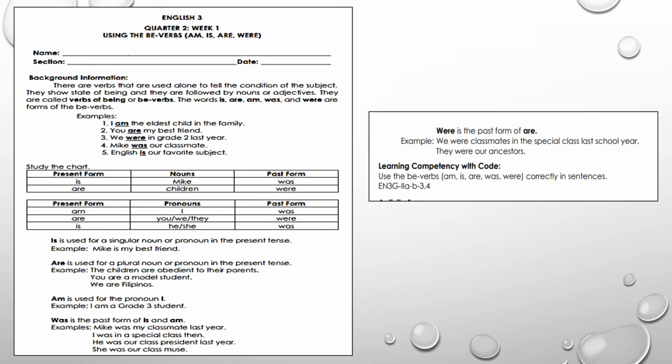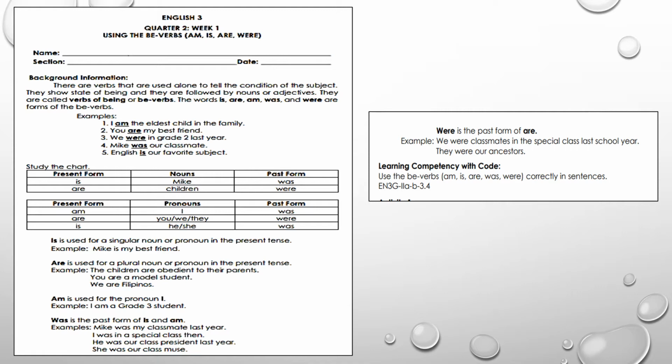So, sa am naman, ito ay present tense din. Okay? Am is present tense. Am is used for the pronoun I. So, papalitan mo ang salitang I na am kapag pinag-uusapan mo na ang iyong sarili bilang verbs of being or be verb. So, example of am, I am a grade 3 student. Since you use the pronoun I, you should also use am to describe your present being or present situation. So just like I am a grade 3 student, right now you are a grade 3 student.